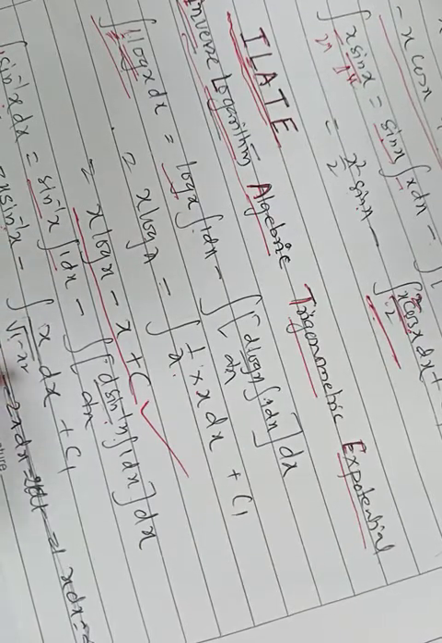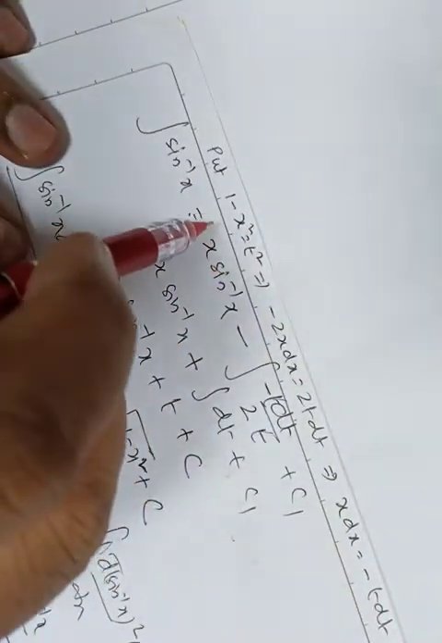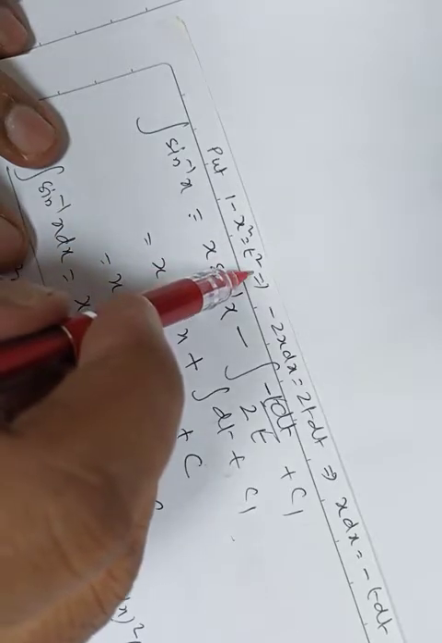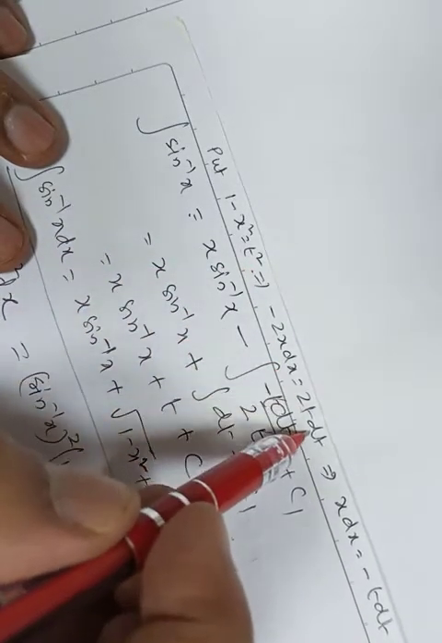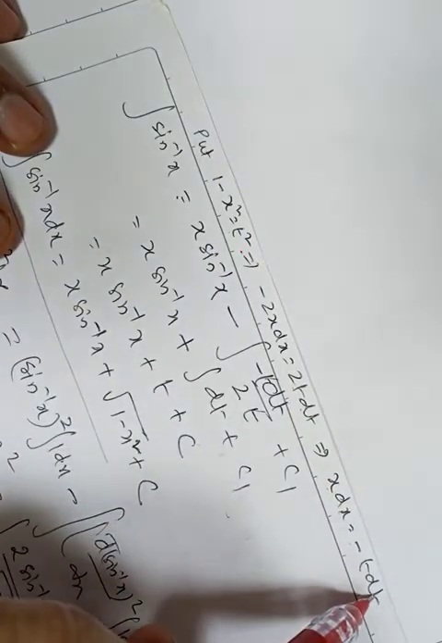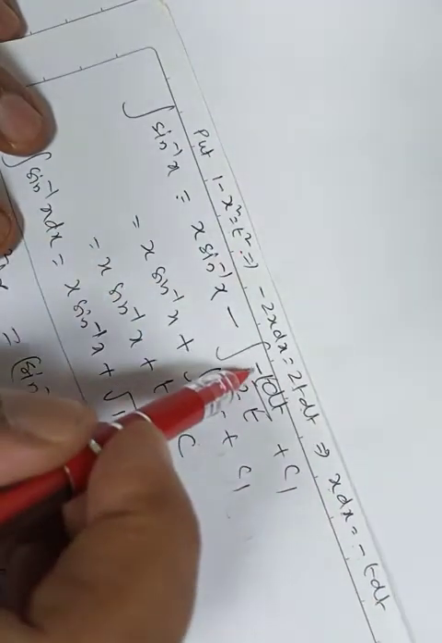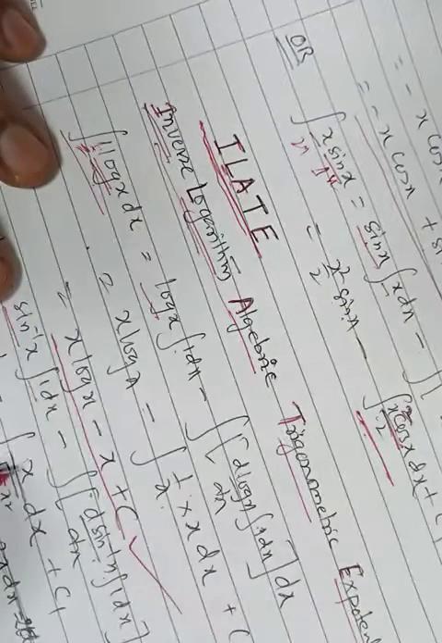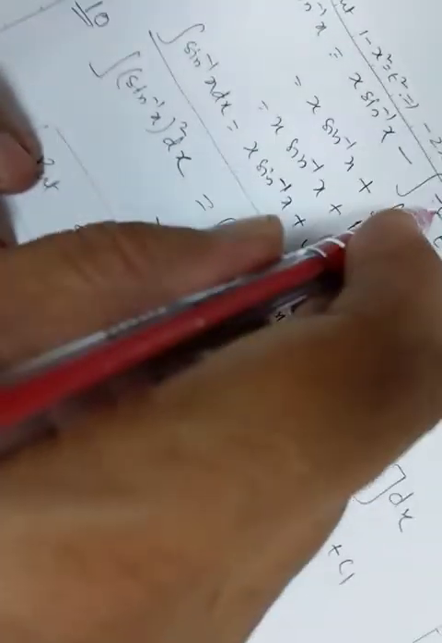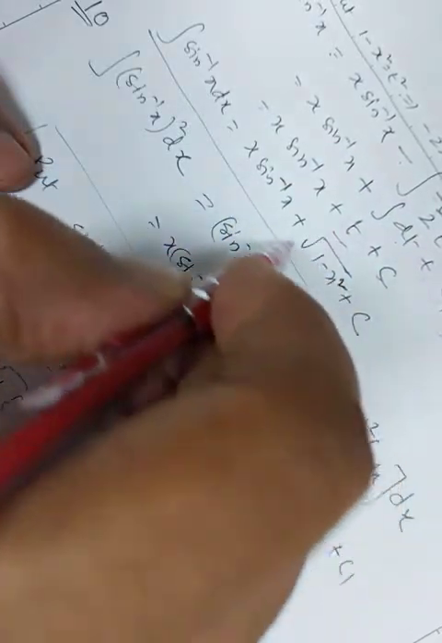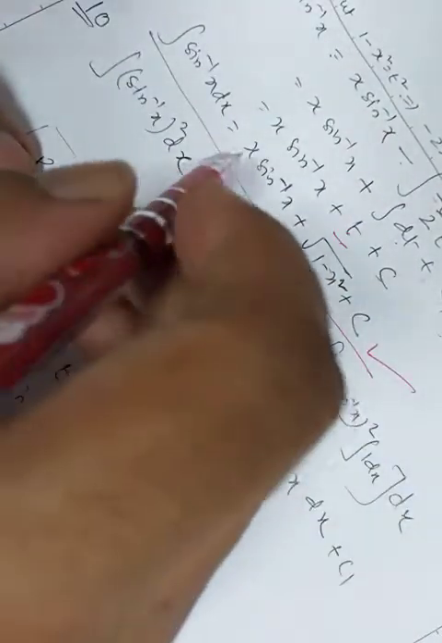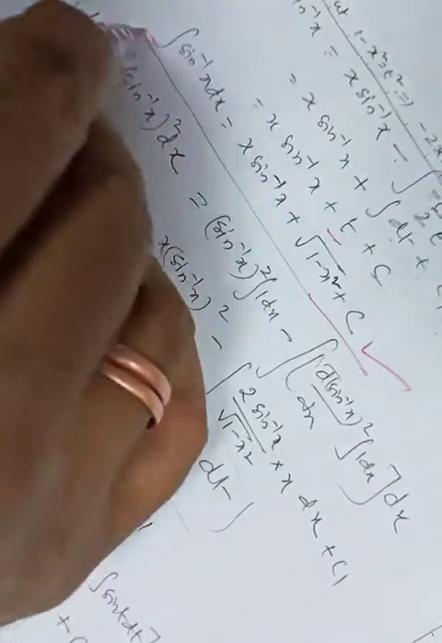Now this one we will do by the substitution method. What will we do? We will put 1 minus x square equal to t square. Then minus 2x dx will be 2t dt, so x dx will be minus t dt. So in this integration, in place of x dx we put minus t dt, and the t's cancel. So it became integration of minus minus plus t, that is t. What is t? t is root over 1 minus x square. We got this. So similarly you can also do the other inverse trigonometric ratios.